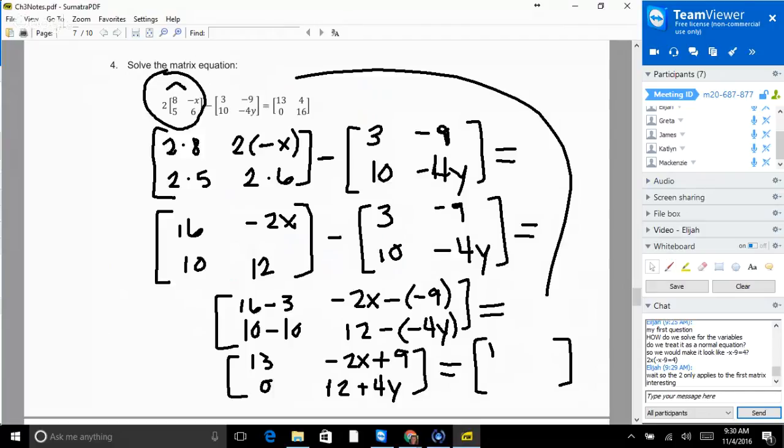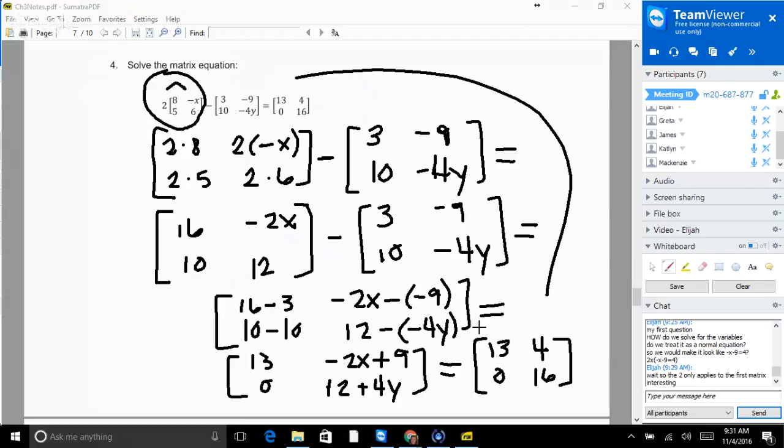13, 4, 0 and 16. Well, that's a good thing that happened, right? Because what we have is two matrices that are equal to each other. All right. And when we did all of our work of multiplying our scalar by the first matrix and then subtracting the two matrices, we get the first column has 13 and 0 in it. And our answer has 13 and 0. So that means that we actually did the work correctly, right?